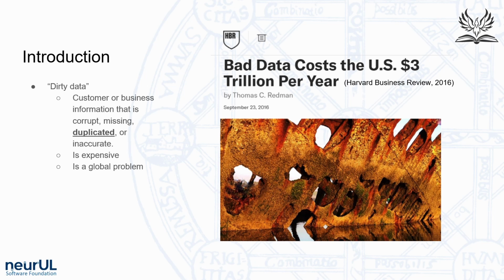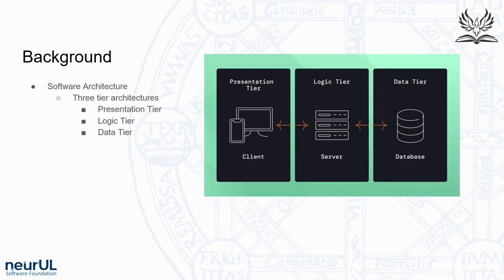Dirty data is defined as customer or business information that is corrupt, missing, duplicated, or inaccurate. According to the Harvard Business Review in 2016, bad data costs $3 trillion annually in the US alone. According to the UK government, experts think that organizations spend between 10 to 30% of revenue on handling data quality issues. To understand one of the causes of dirty data, let's go through a few fundamental concepts.